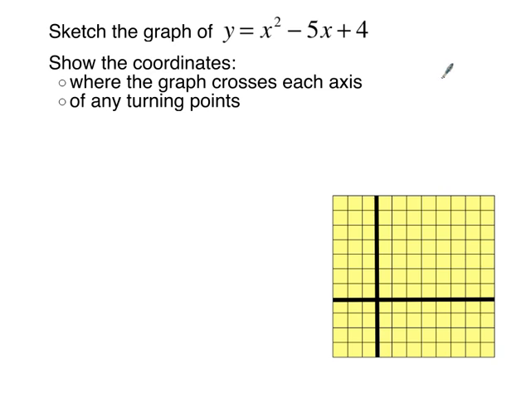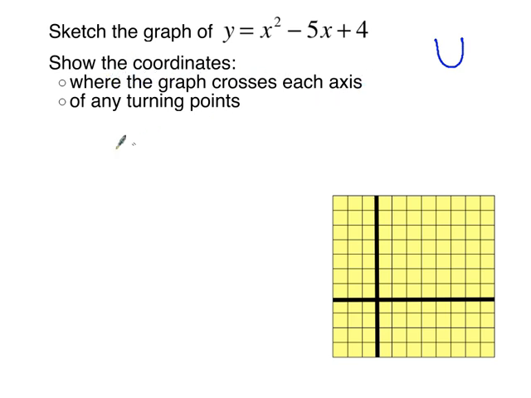Sketch the graph of y equals x squared minus 5x plus 4, and show the coordinates where the graph crosses each axis and of any turning points. First thing to note is that the coefficient of x squared is positive, so when you draw it, it's going to look something like that. Beyond that, we need to do a bit more work.